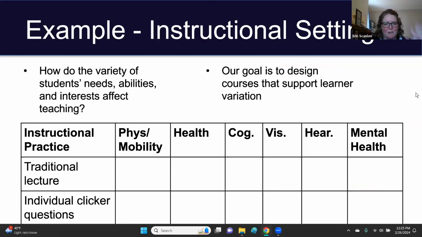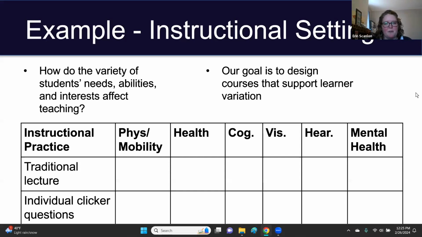All right, so let's look at a couple of examples of what this looks like. We know that using this learner variation toy model, we can address the question of how this variety of students' needs, abilities, and interests affect our teaching. And we can utilize this tool to help us reach our goal of designing courses that support learner variation.